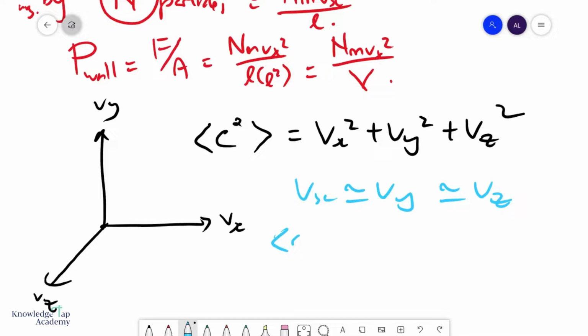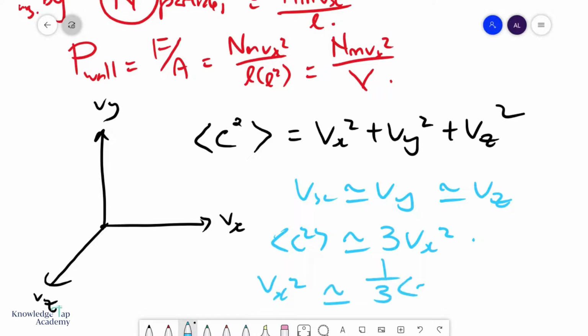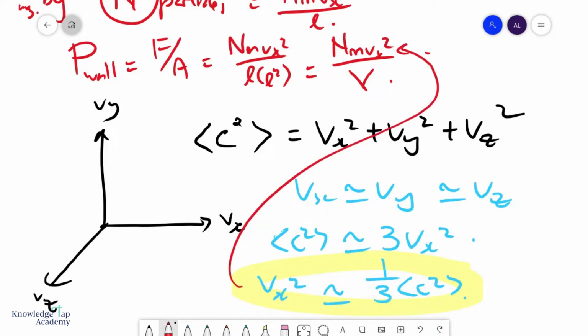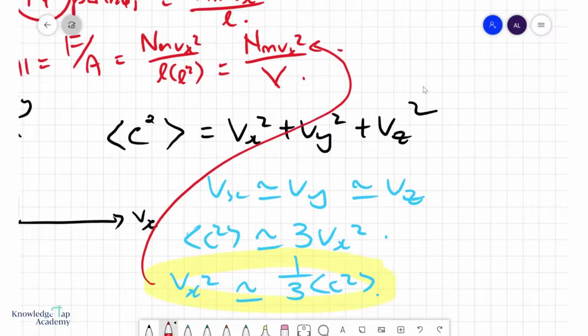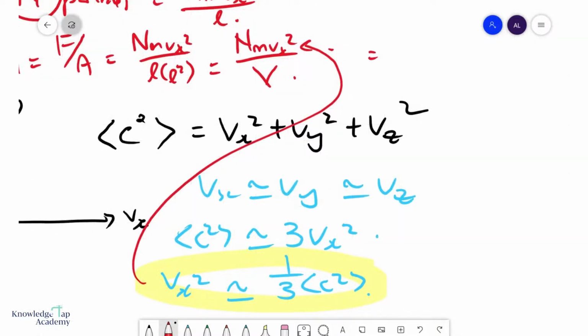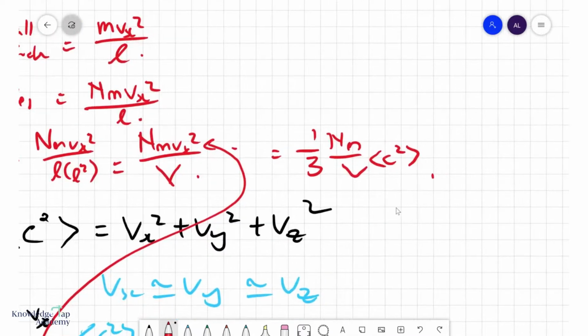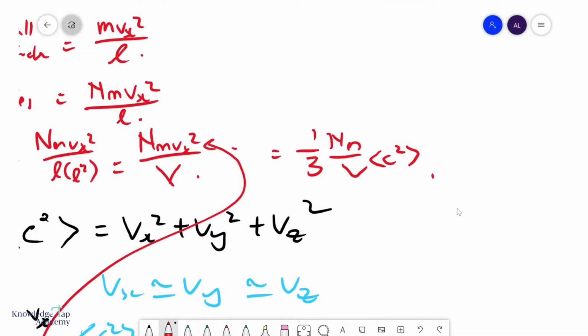And so you can say c squared is approximately equal to 3vx squared. And so vx squared is approximately equal to 1/3 c squared. And so we're going to substitute this inside here. And what you will get, of course, is 1/3 N m over V c squared. And so that's the expression for pressure on a surface using kinetic theory.